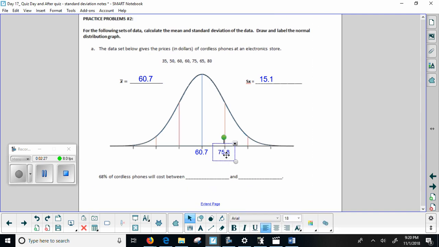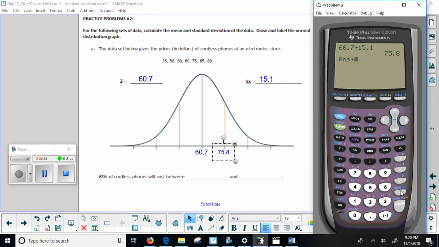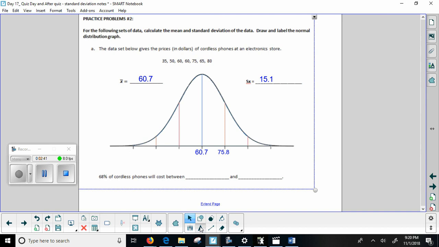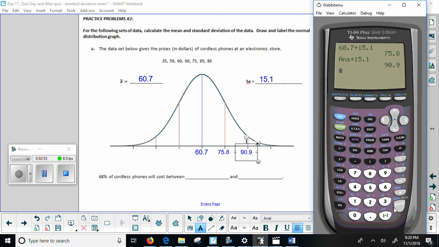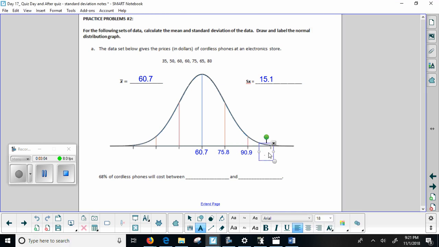All right, so then I have to do it again. I'm just going to start with that 75.8 and add another 15.1 onto it. So 90.9. And one more time, plus 15.1, and I get 106. Okay, so I've got this side done.